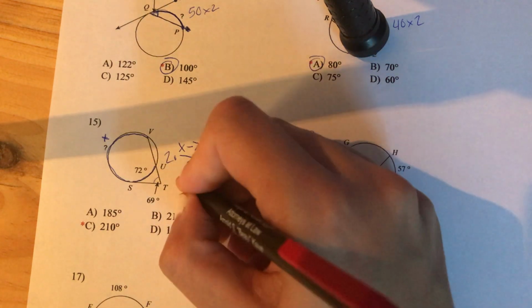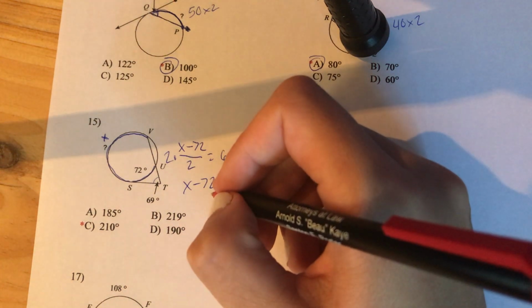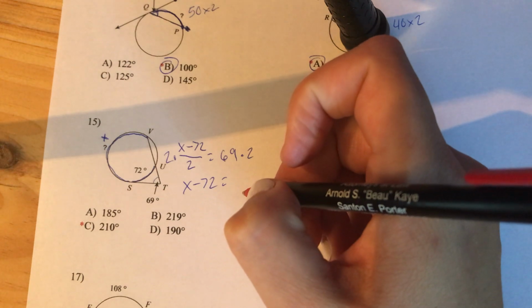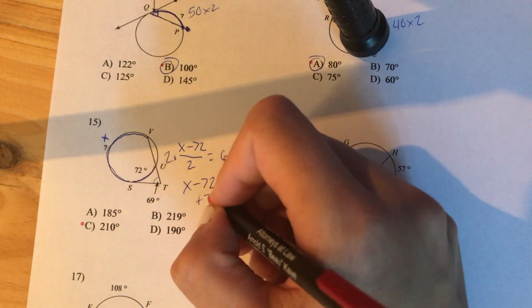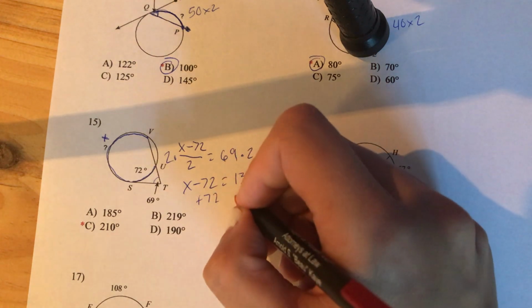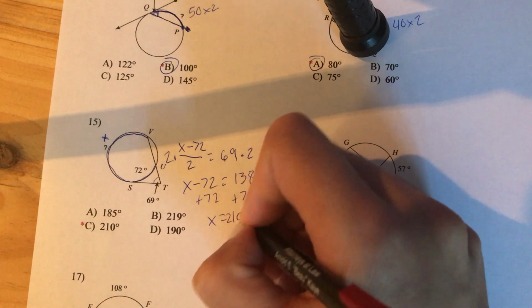Multiply both sides by 2. x minus 72 is equal to 138. And then I'm going to add 72 on either side, and I get 210.